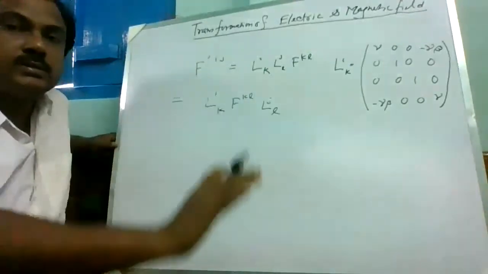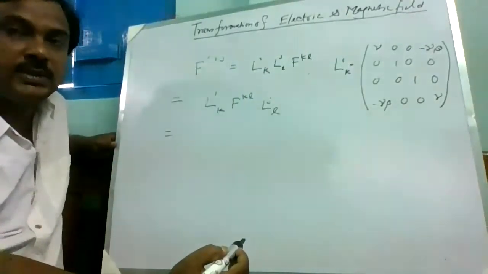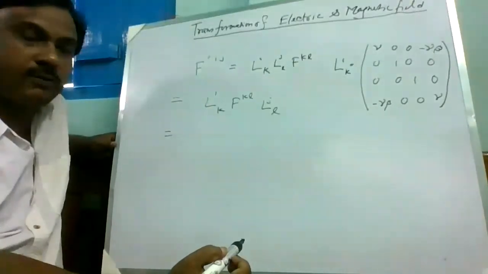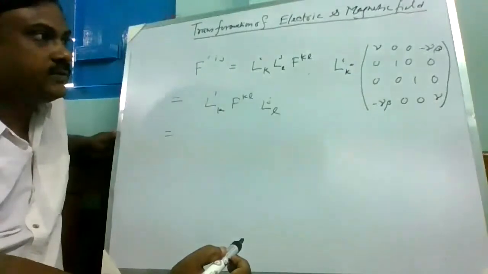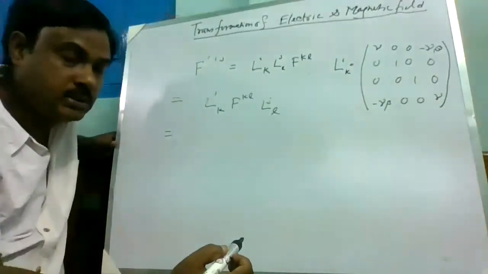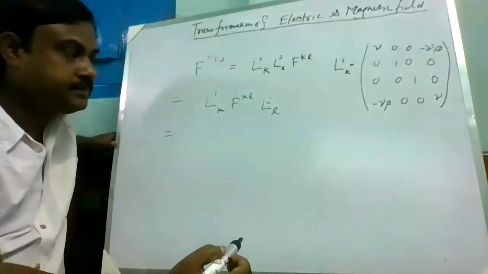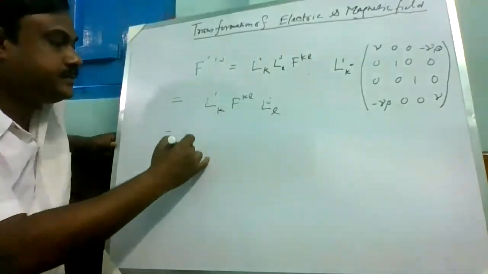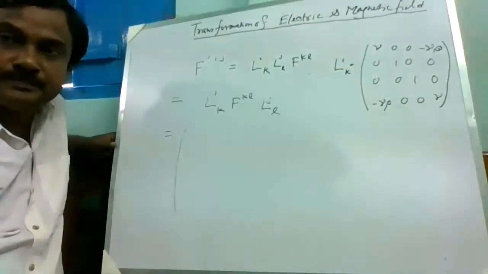So now you can multiply this. There will be three matrices. I am giving it as an exercise for you: please perform the matrix multiplication. Then you will see that the transformed matrix will be something like this.